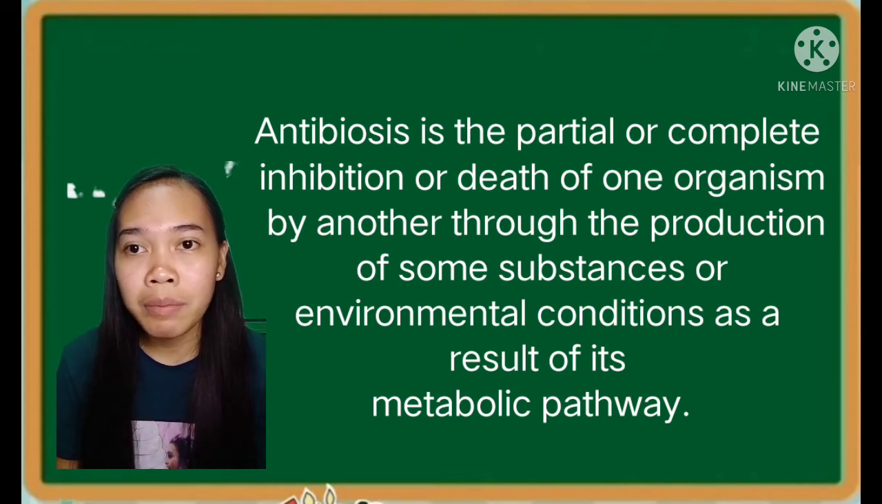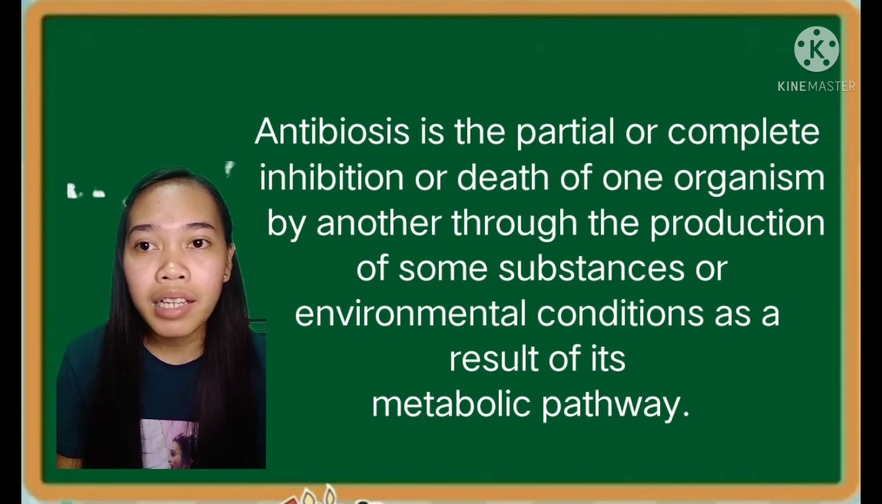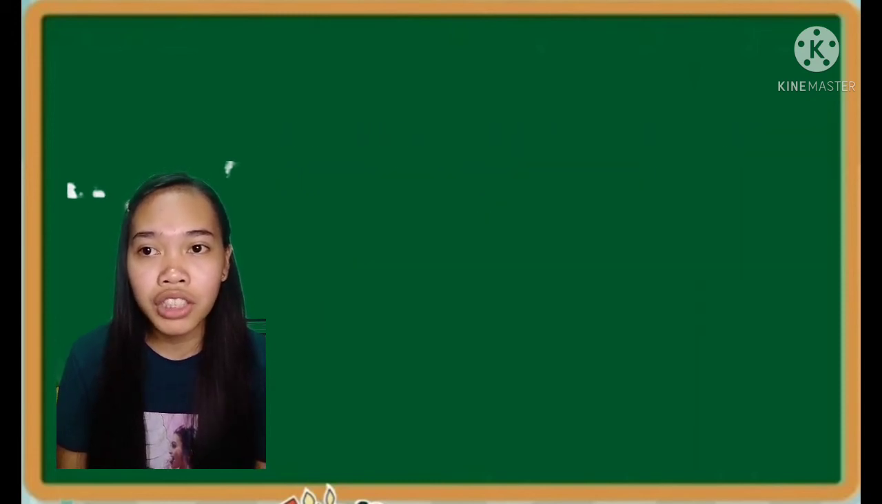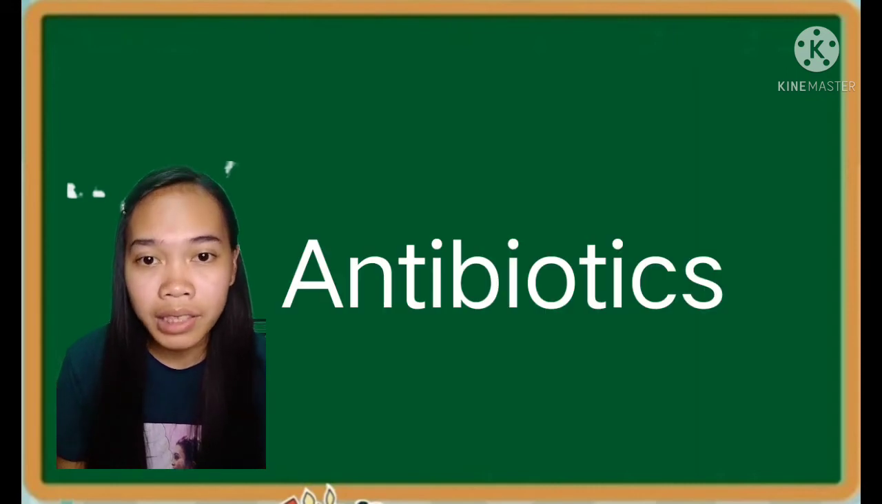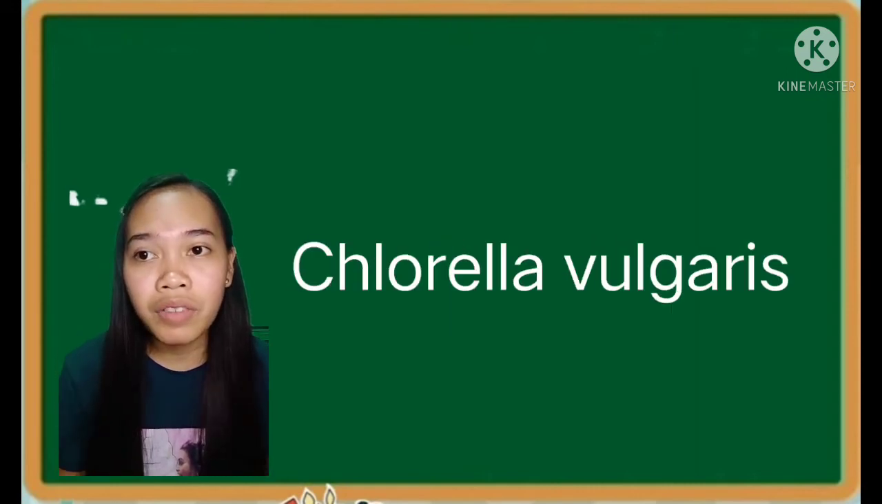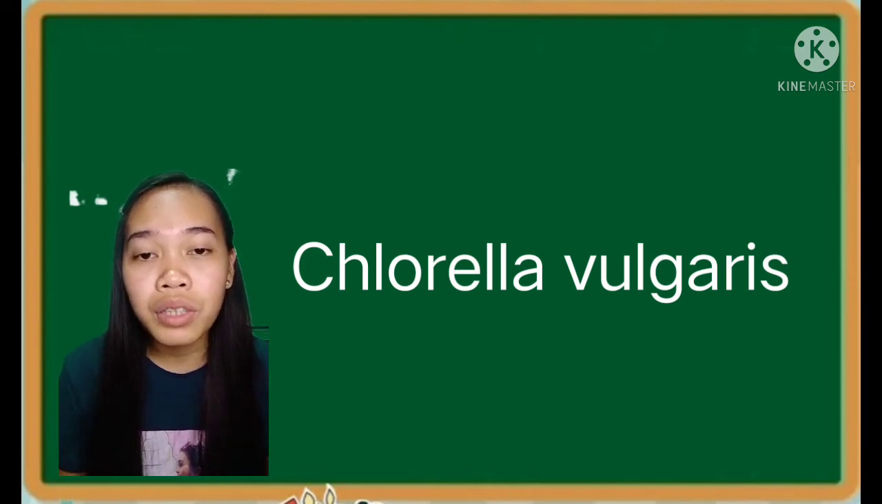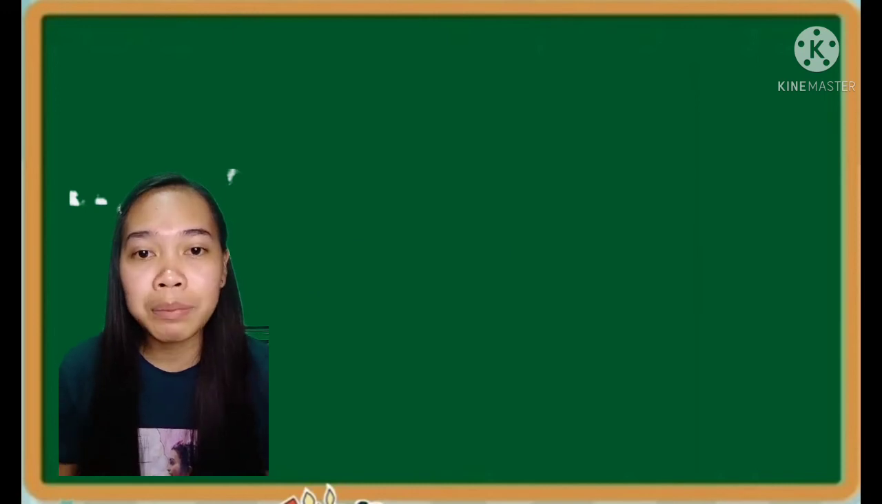The process of antibiosis is common in microbial populations, and the chemical substances produced by microbes for antibiosis are generally called antibiotics. An example of amensalism is Chlorella vulgaris, which produces a toxin that is harmful to other algae. Next is parasitism.